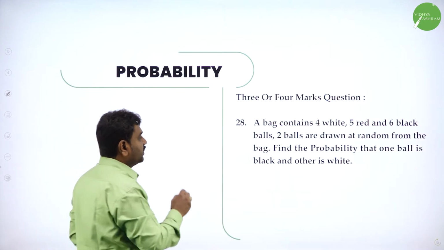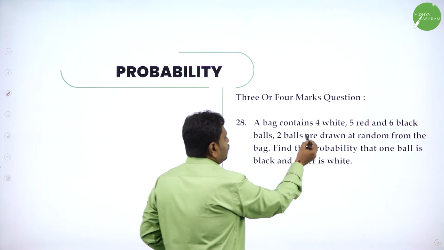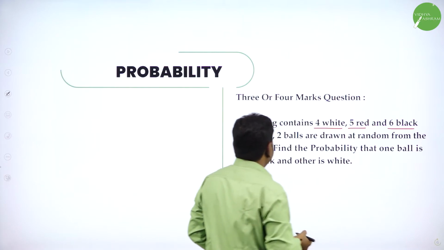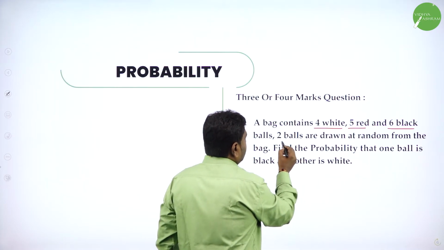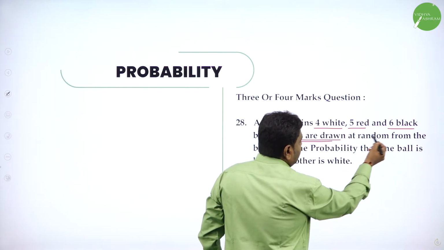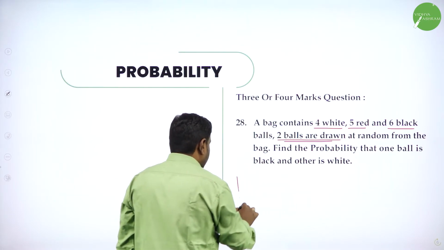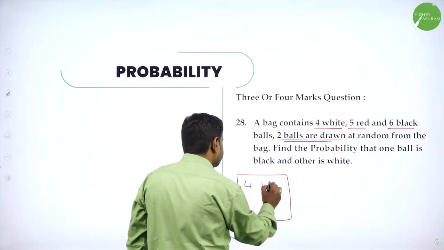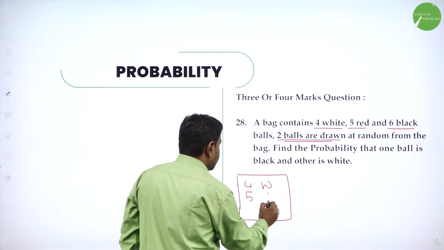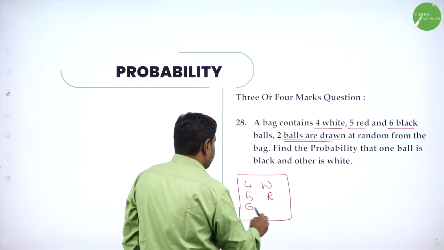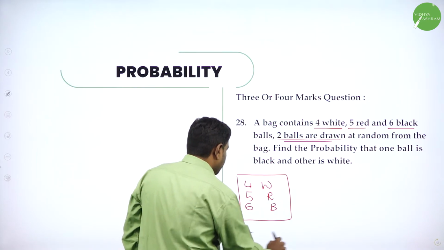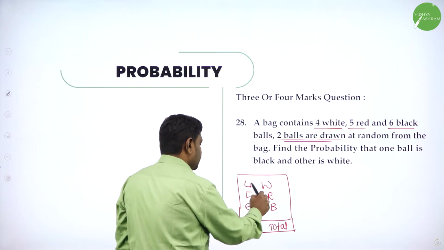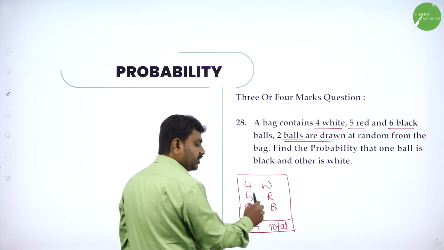Now I'll go to the 28th. A bag contains 4 white balls, 5 red balls, 6 black balls, and 2 balls are drawn. You are drawing exactly 2 balls at random. So in the bag, 4 white balls, 5 red balls and 6 black balls are present. So I'll calculate how many total are there. 6 plus 5 is 11, 11 plus 4 is 15. Total 15 balls are there.